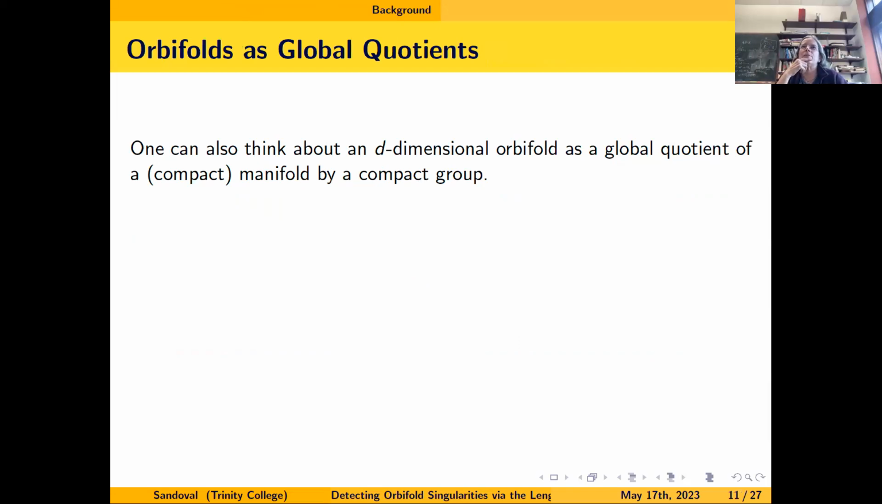One can also think about a d-dimensional orbifold as a global quotient. And this is what we need to do if we're going to look at closed geodesics, because these closed geodesics will not necessarily lie conveniently in some local cover. So they may wander all over the manifold. So a global quotient is really convenient if we're thinking about closed geodesics.